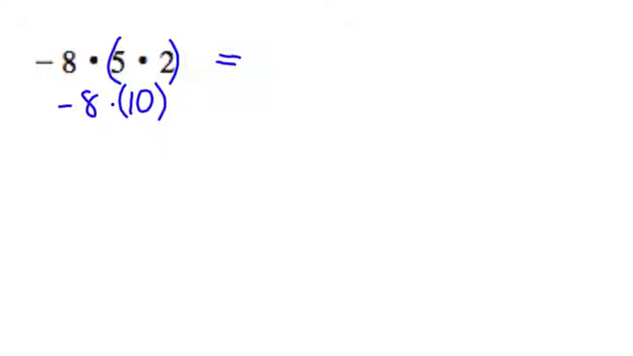What I'm going to use here is the associative property because I can do 5 times 2 to get 10. Now I can go back and do -8 times 10 because that's easier to figure out. So it's -80.